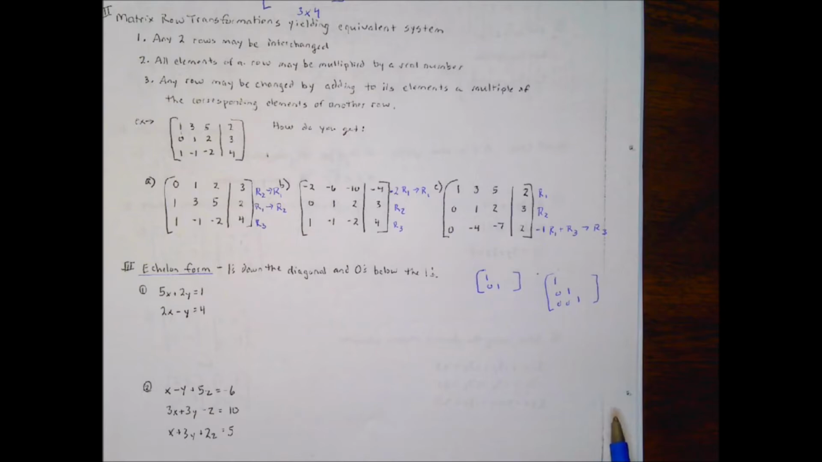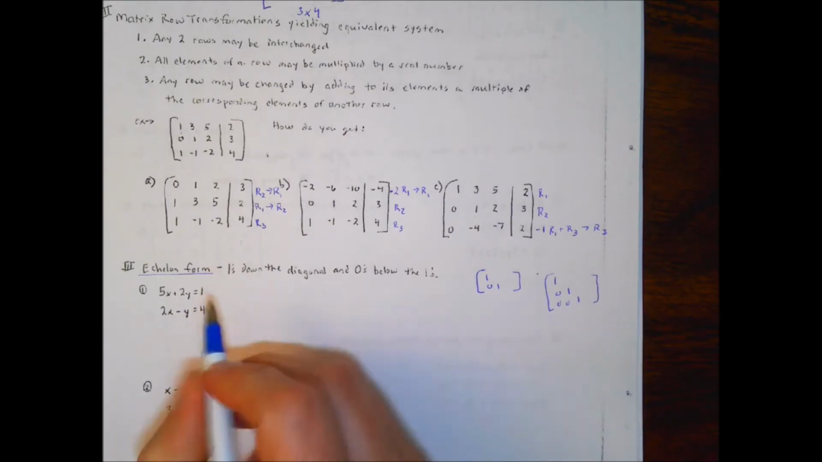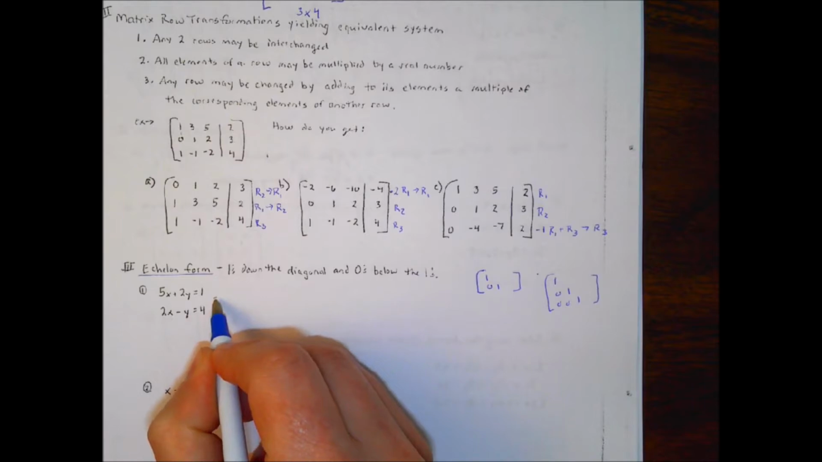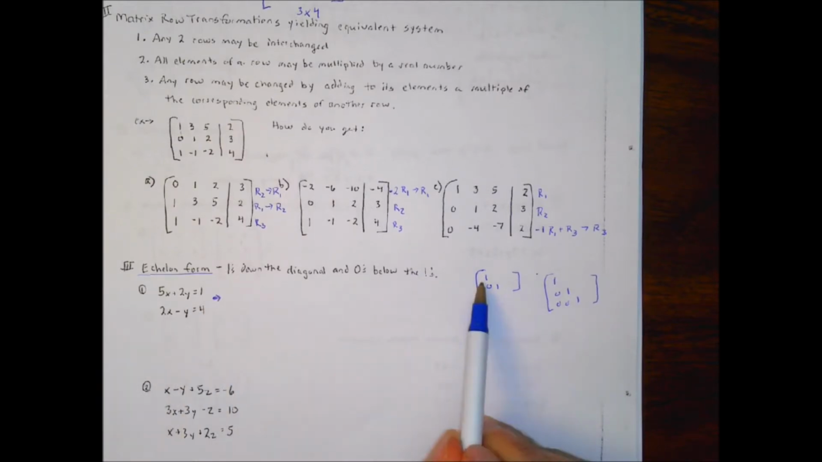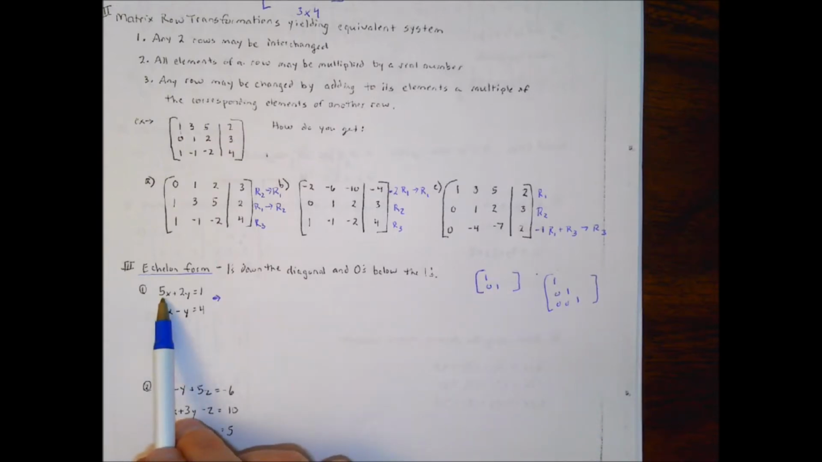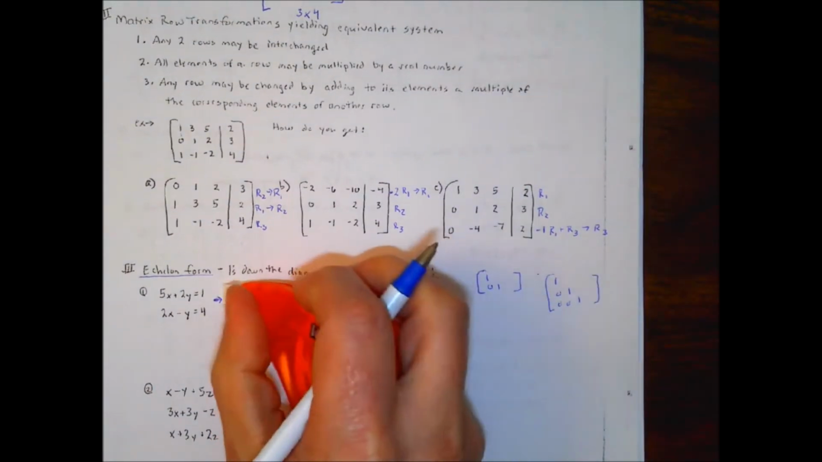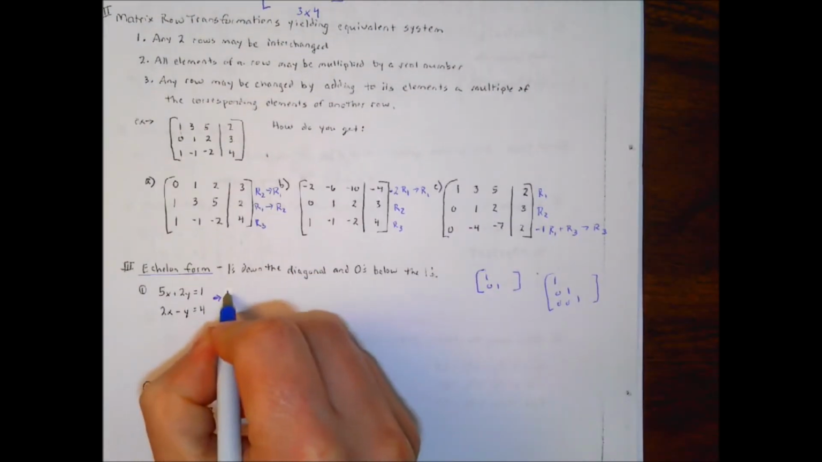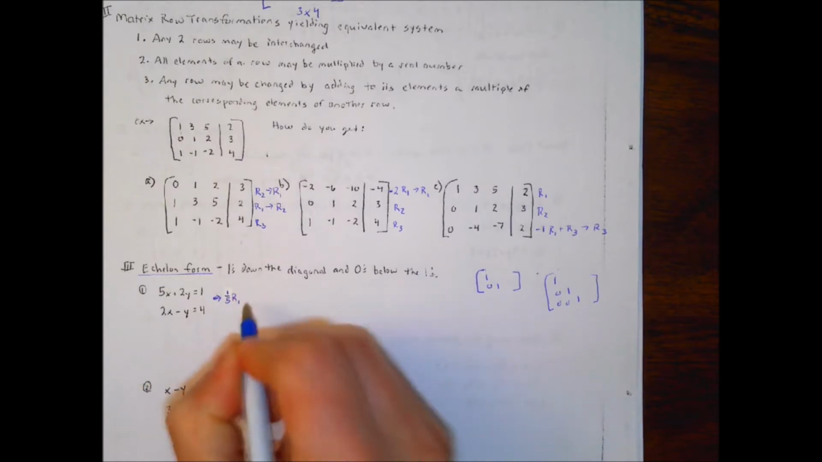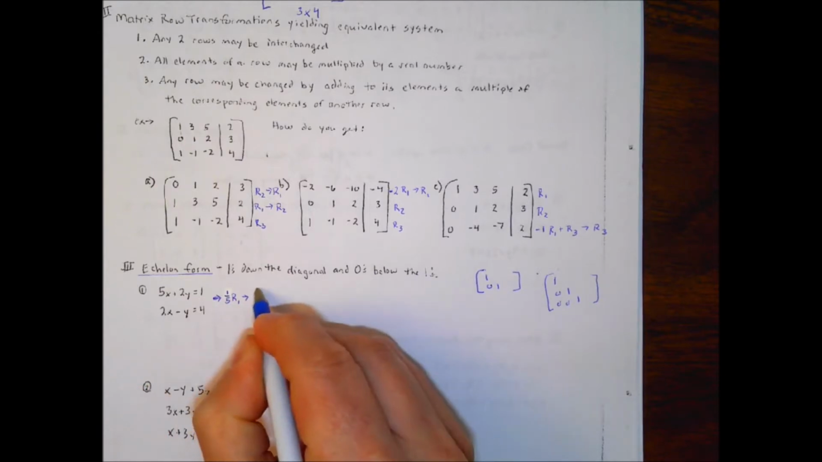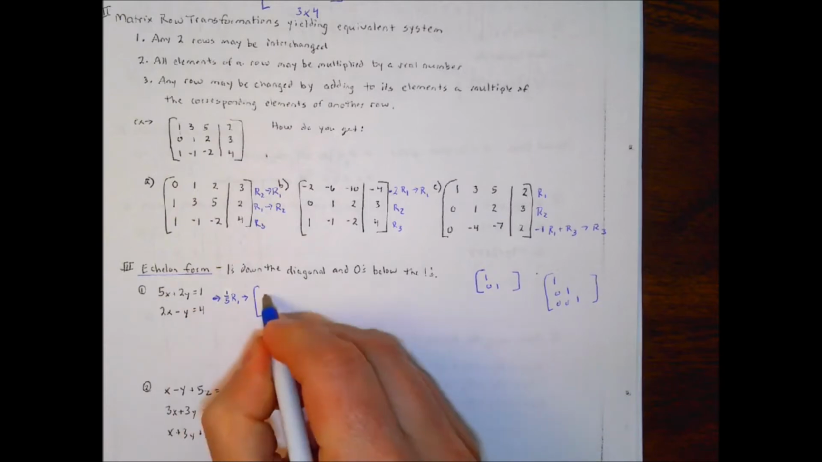So if we think about this right here, let's think about how we're going to change them. Okay, so I want this top number to be a 1 here, right? So how can I get that to be a 1? Well, I can multiply it by 1/5, right? So I'm going to take row 1 and multiply it by 1/5.